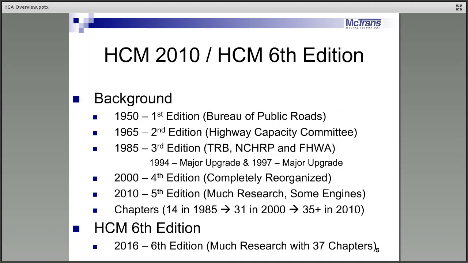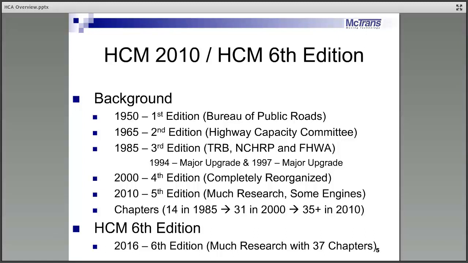Quick background of the manual: it all started in 1950. The Bureau of Public Roads is now the Federal Highway Administration. A major update in 1965, lots of expanded procedures, but both of these versions were more academic. You kind of learned them in college, you passed the test, you graduated, you went out to work, and you never saw them again. But that all changed in 1985.